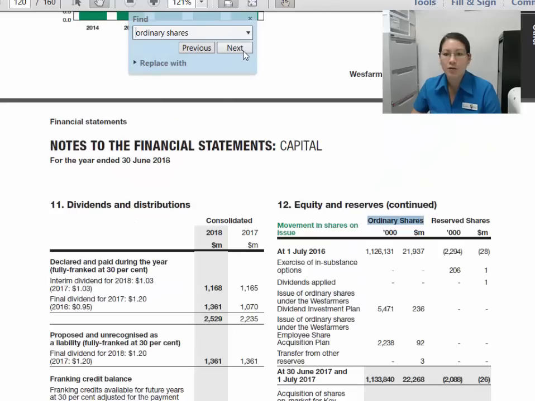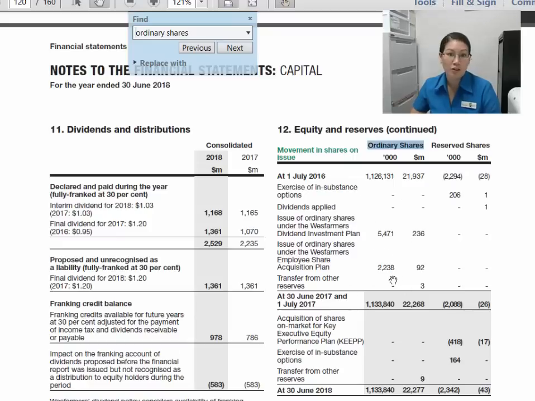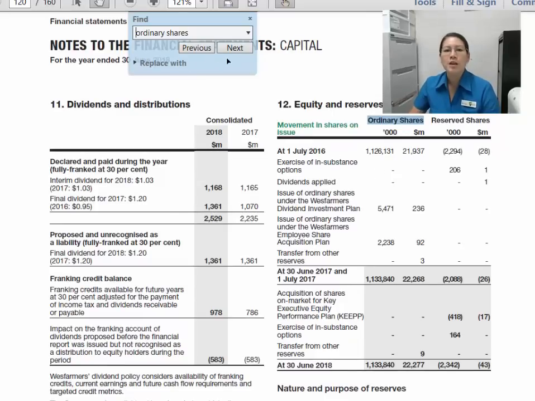So it goes through and it actually talks about ordinary shares elsewhere. This is actually the note that I need to go to, so it's brought me straight there anyway, which is good. But you can see you can use that search function within your PDF files to try and search. So what I'm looking for is the number. So you can see here it tells me the dollar value, but as well as the number. So there's a balance here.